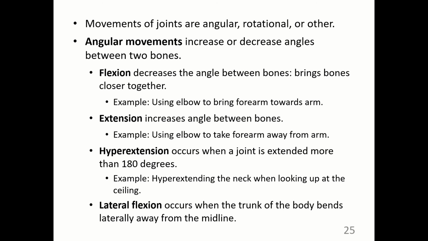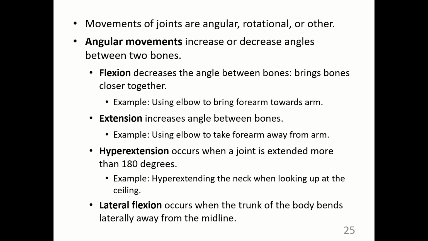Extension increases the angle between bones. So the example is using the elbow to take the forearm away from the upper arm. If you go above the limit of 180 degrees, you are hyperextended. And so when you hyperextend your neck to look up at the ceiling, that is hyperextension.